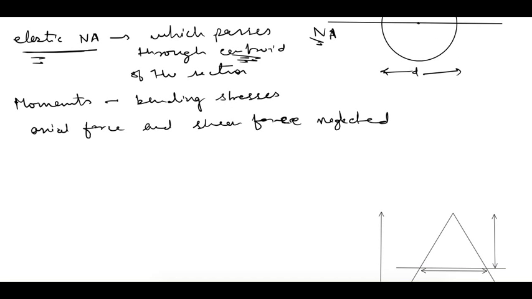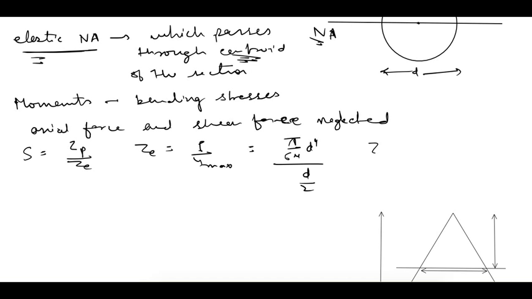Now we can find out the shape factor as Z plastic to the Z elastic. So elastic section modulus Z_E is equal to I upon y max, and I for a circular section is equal to pi by 64 d to the power 4, and y max would be equal to d by 2. So Z elastic is equal to pi by 32 d cube.